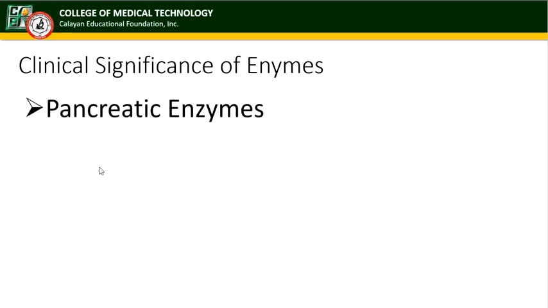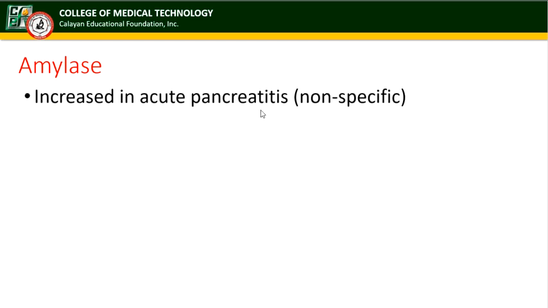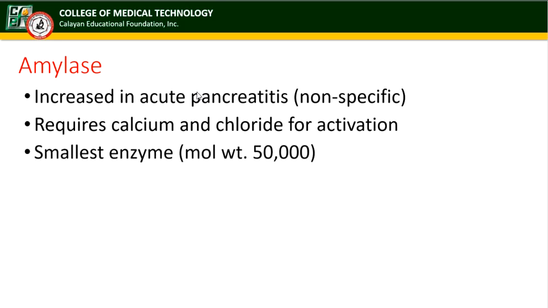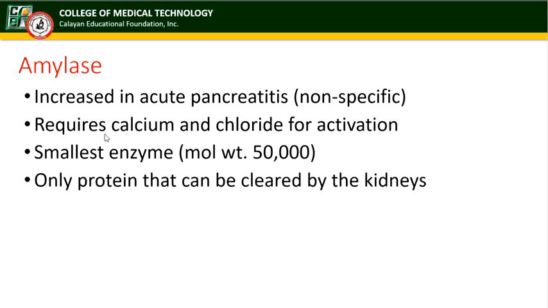So the next group of our enzymes is the pancreatic enzymes. There are two: amylase and lipase. Amylase is increased in acute pancreatitis, but it is not specific. It requires calcium and chloride for activation. It is the smallest enzyme, so remember, smallest enzyme, molecular weight of 50,000. Amylase is the only protein that can be cleared by the kidneys.